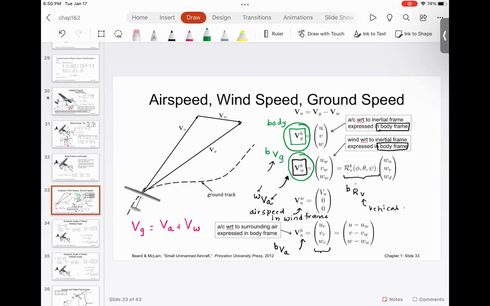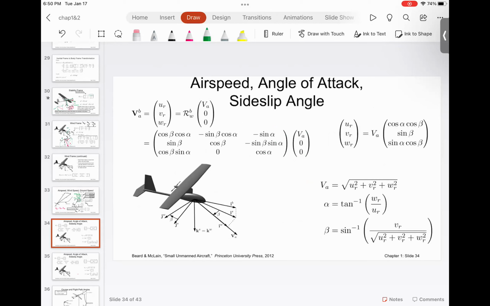Everyone understood this? Okay. And then this is the final equation. UR, VR, WR is related to the component of airspeed VA in the wind frame. When you transform it back to the body frame, that's what you get. So this is the final equation that is used for the transformation of the velocities.